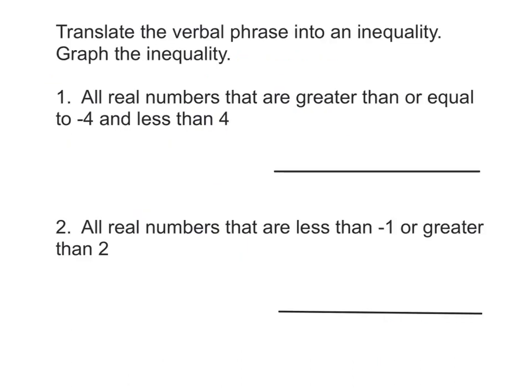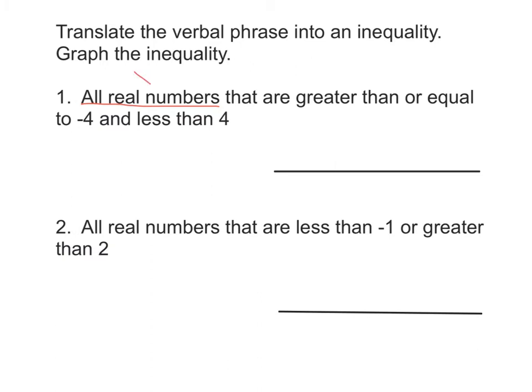All right, let's try some examples. Translate the verbal phrase into an inequality. Graph the inequality. So number 1 says all real numbers that are greater than or equal to -4 and less than 4. So first of all, notice that it says all real numbers. We're looking to graph all real numbers that are greater than or equal to -4 and less than 4.